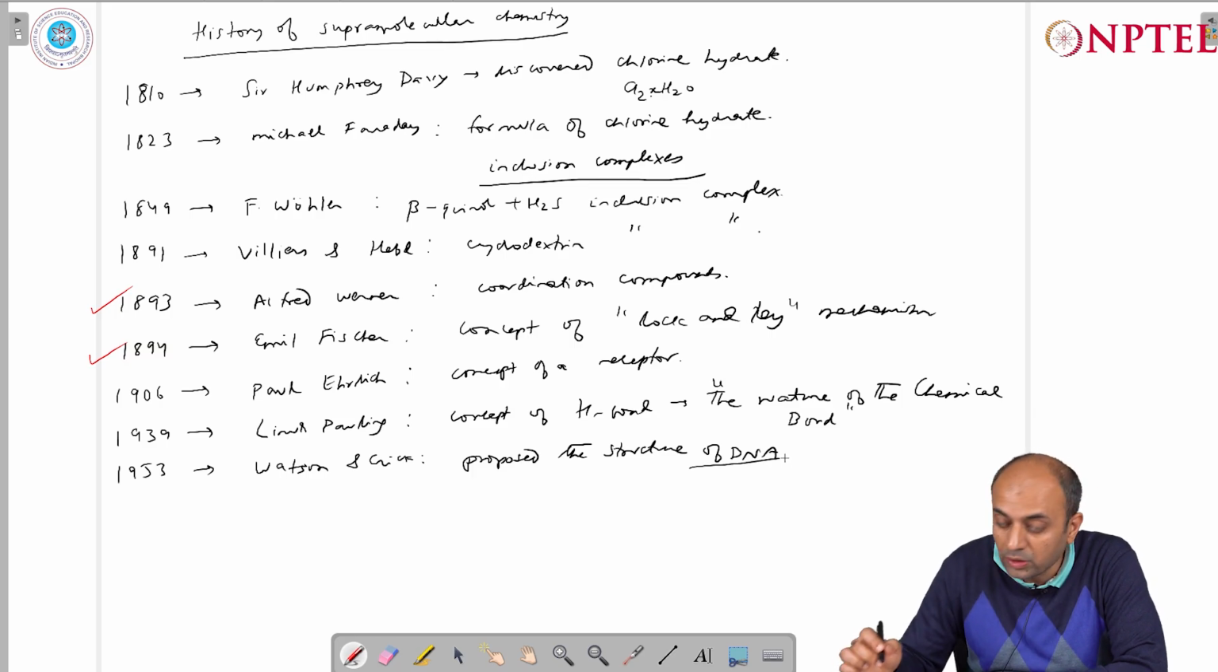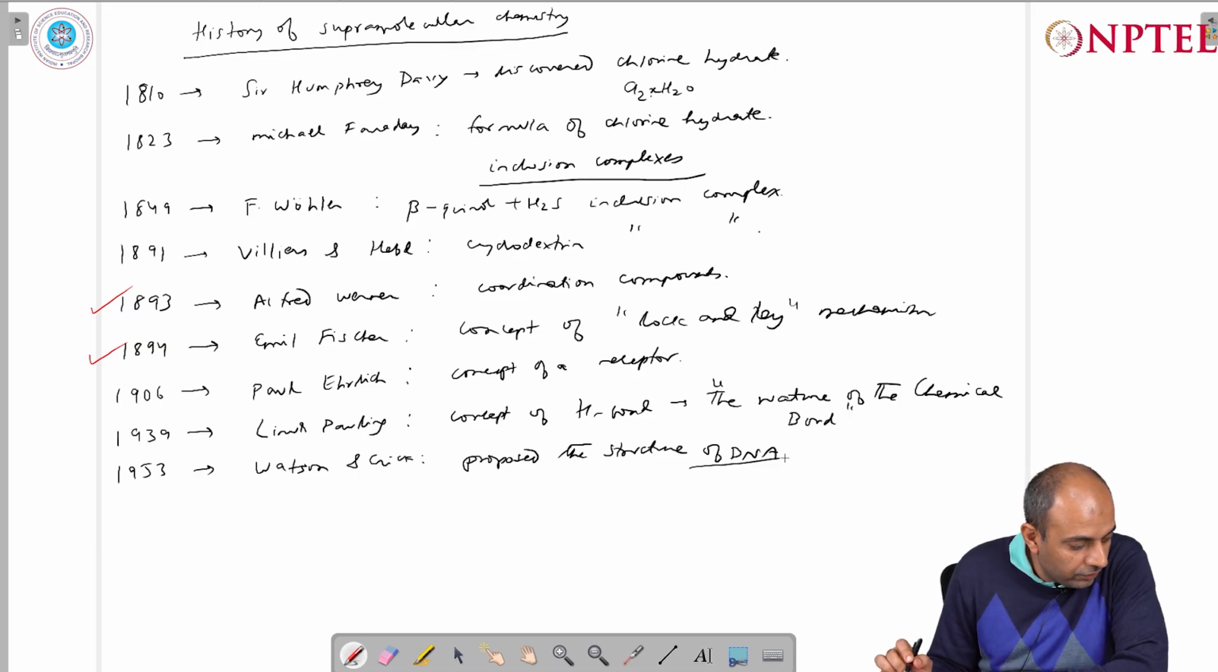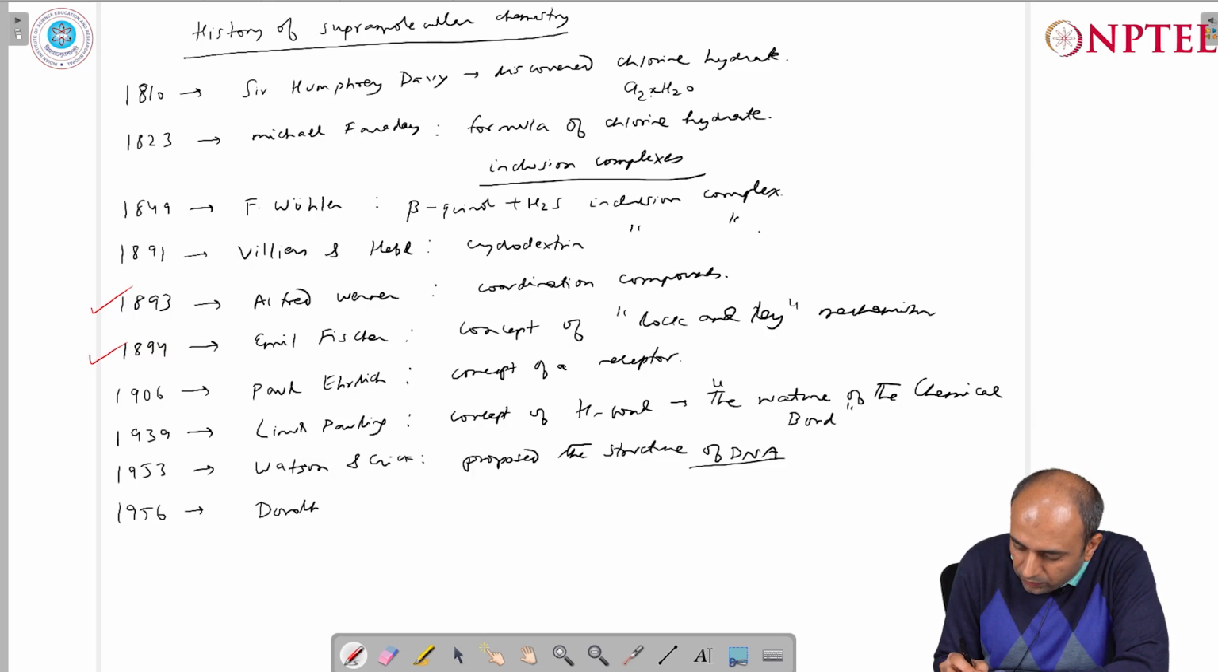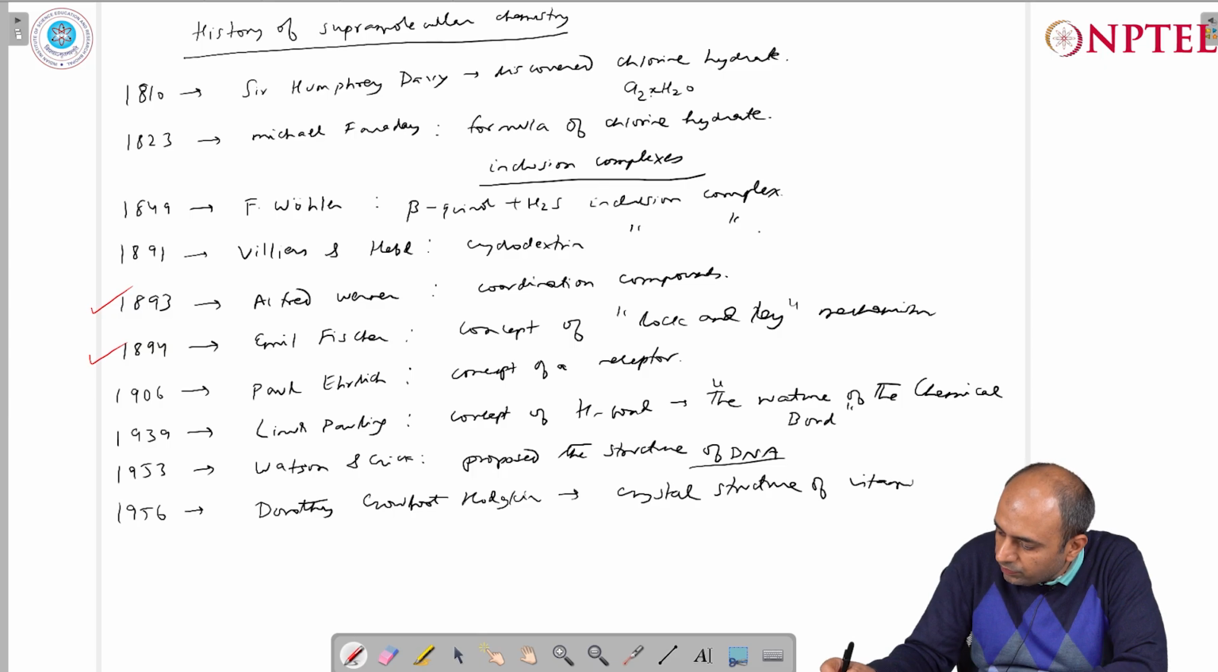And this we know is a very important milestone in structural biology and chemistry, because we know that DNA is the molecule of life. And then in 1956, Dorothy Crawford Hodgkin gave the crystal structure of vitamin B12.